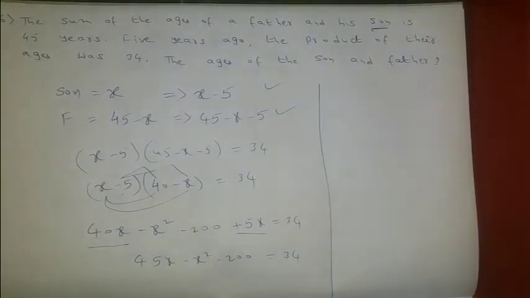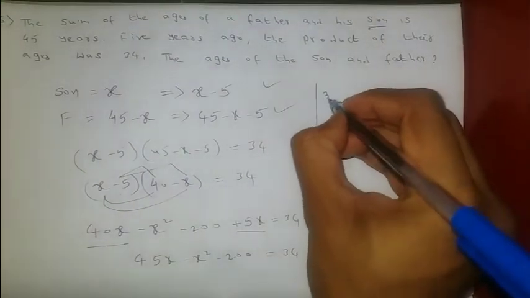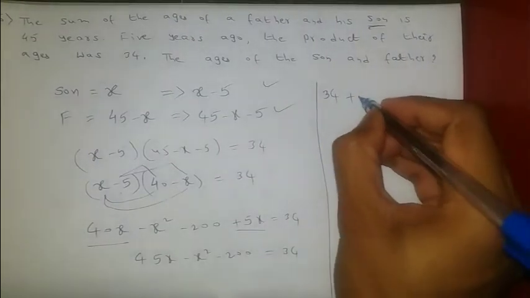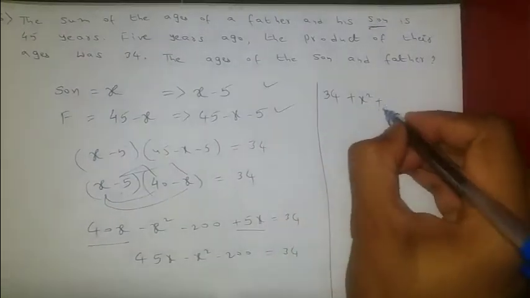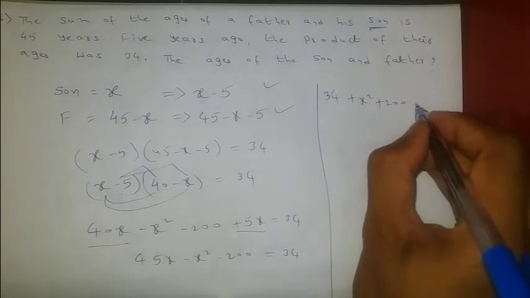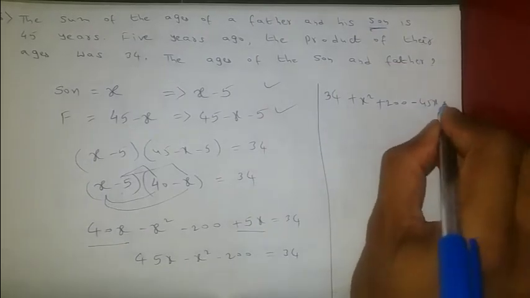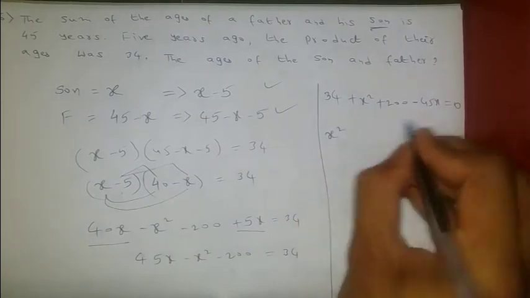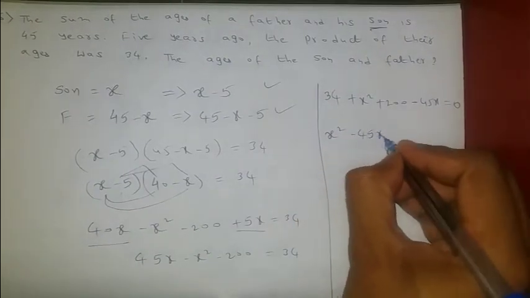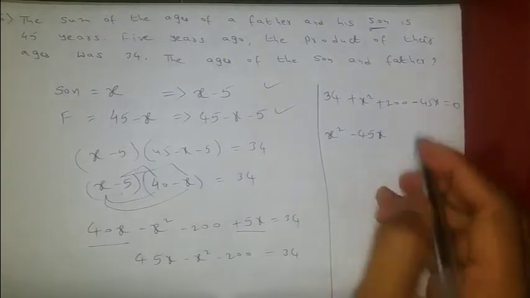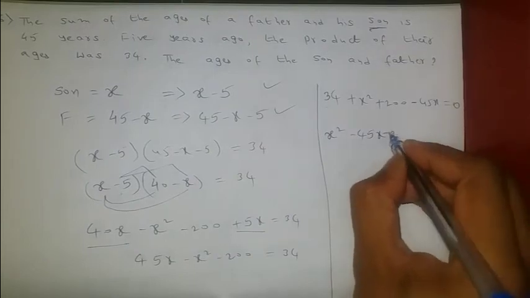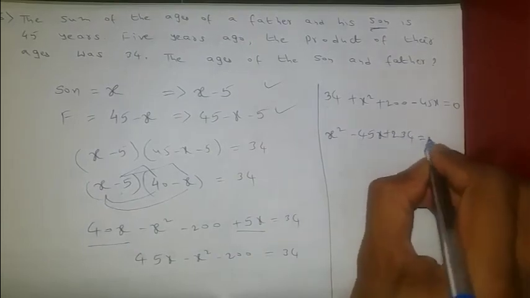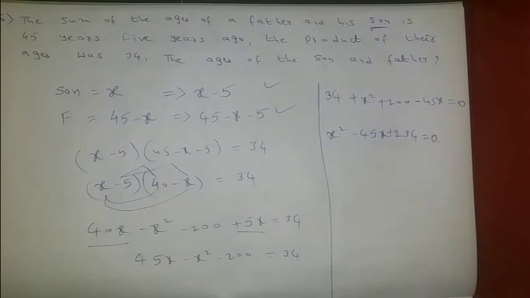Everything I am taking to the right side. 34 as it is. Minus x square will become plus x square, minus 200 will become plus 200, plus 45x will become minus 45x, equal to 0. So x square minus 45x, 34 plus 200, 234 is equal to 0.